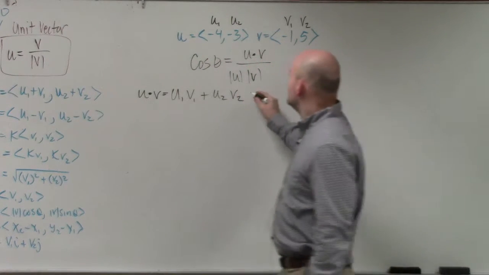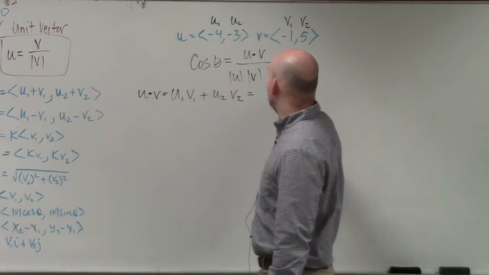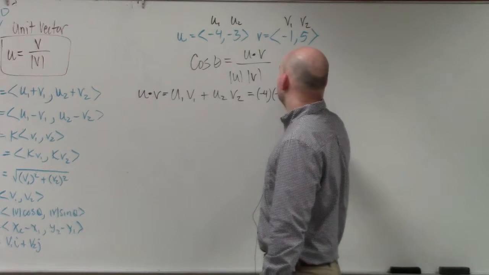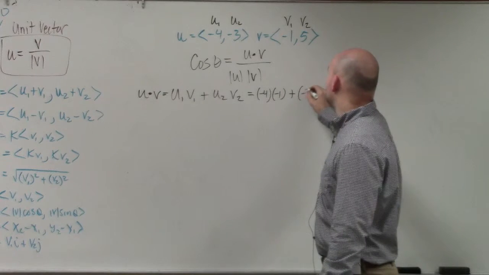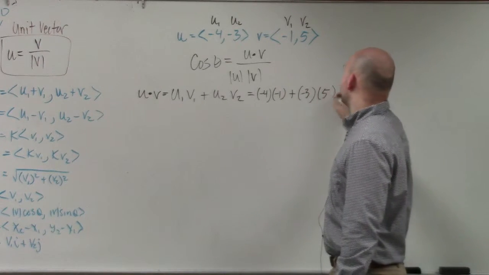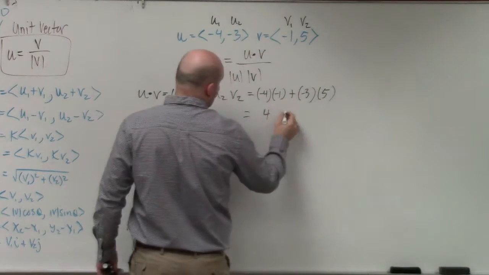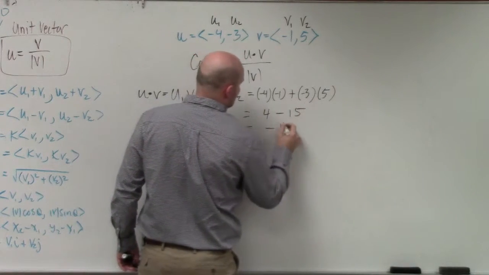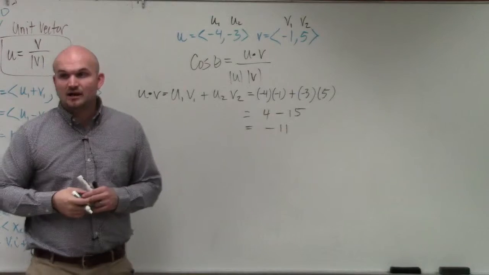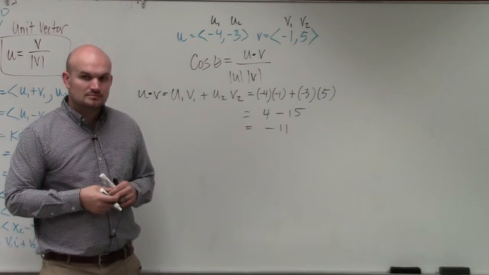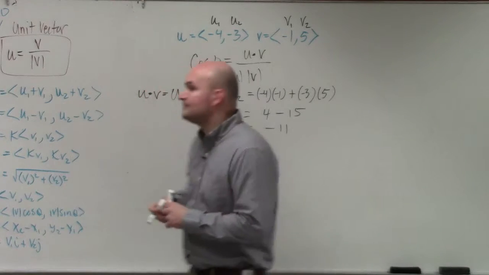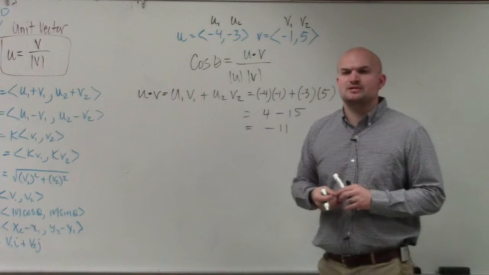So therefore, u1 is going to be -4, v1 is going to be -1, plus u2, which is -3, and then v2, which is 5. So I have 4 minus 15 equals -11. Does everybody follow me with the dot product? See, when you have certain steps. Yes, Ryan, do you have a question?